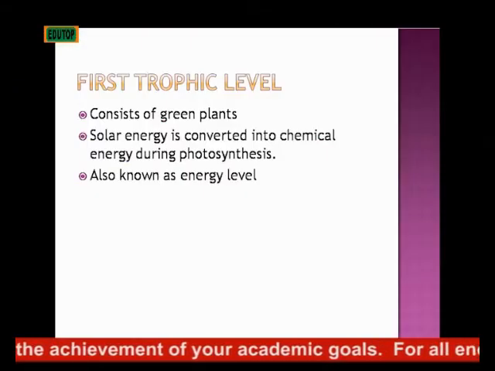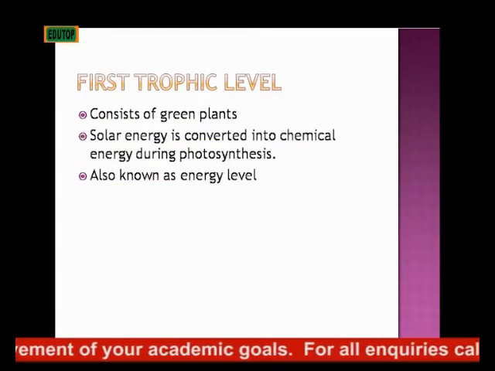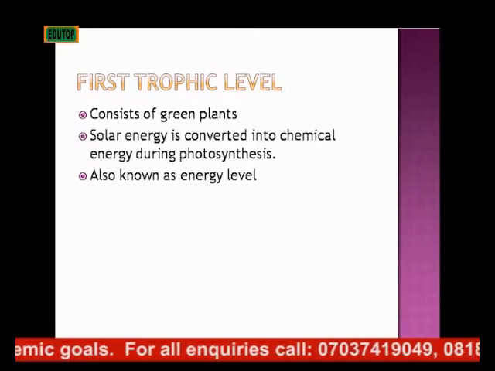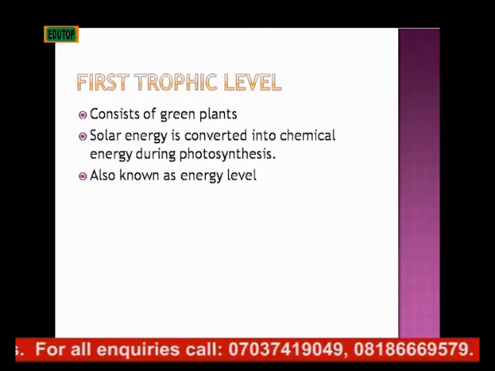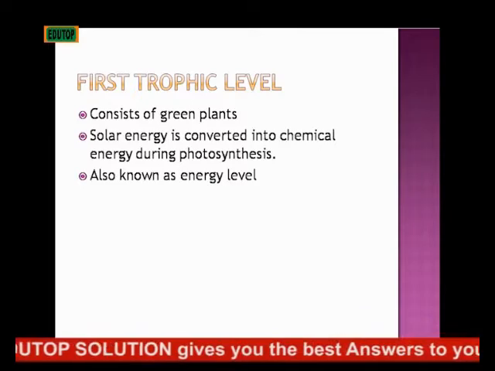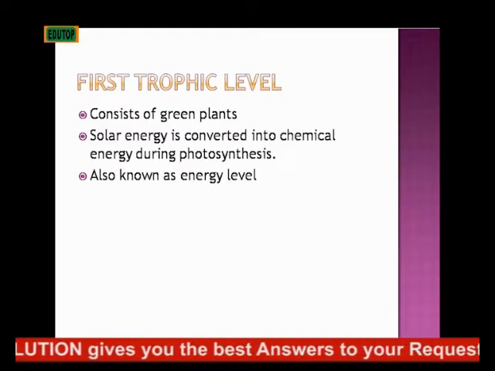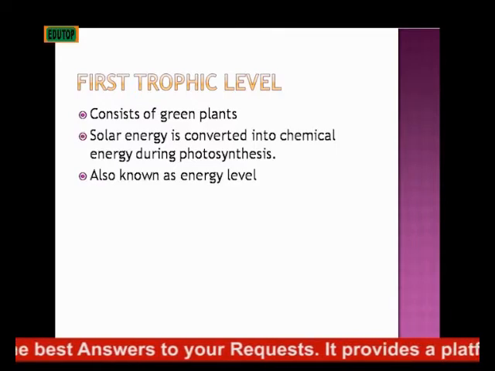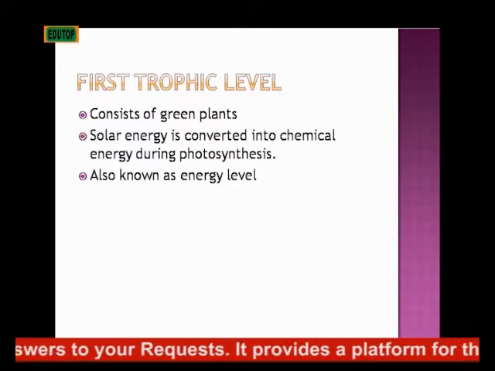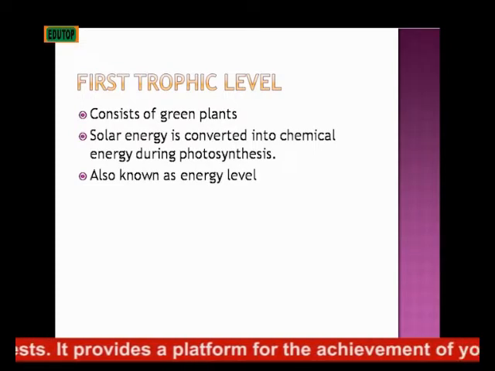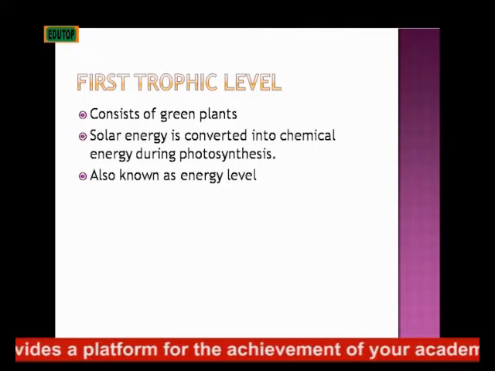The first trophic level consists of green plants. The first trophic level is occupied by growing plants, and they are autotrophs. So they are the ones that start the food chain. They manufacture their own food. Through the help of solar energy, that is the energy from the sun, they convert solar energy into chemical energy, and chemical energy is basically food or fuel. So they convert the solar energy into chemical energy during photosynthesis.